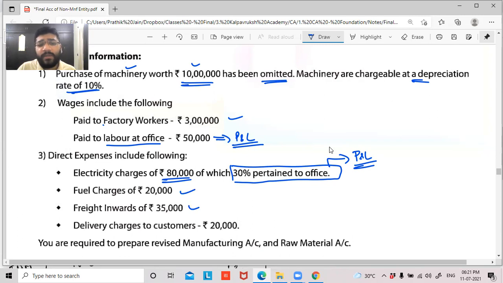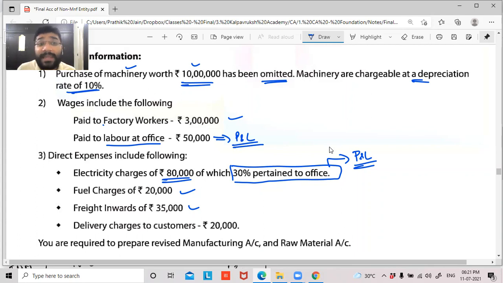Freight inward, raw material. Because we are not in the business of trading, so obviously they would have purchased raw material. For that raw material, to bring that raw material inside the factory, they would have given the transportation charges, which is freight inward. So this can be in my manufacturing account, no problem.